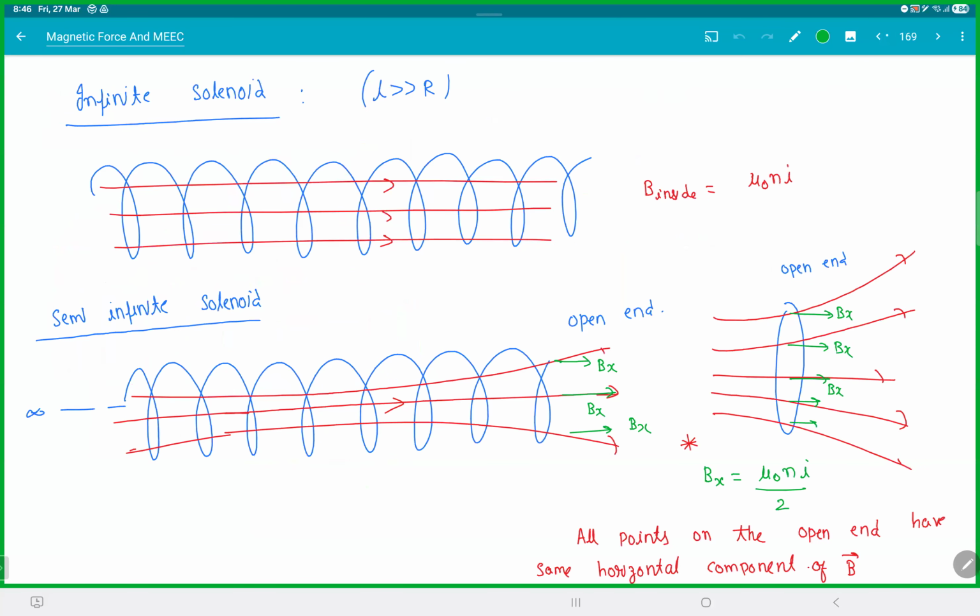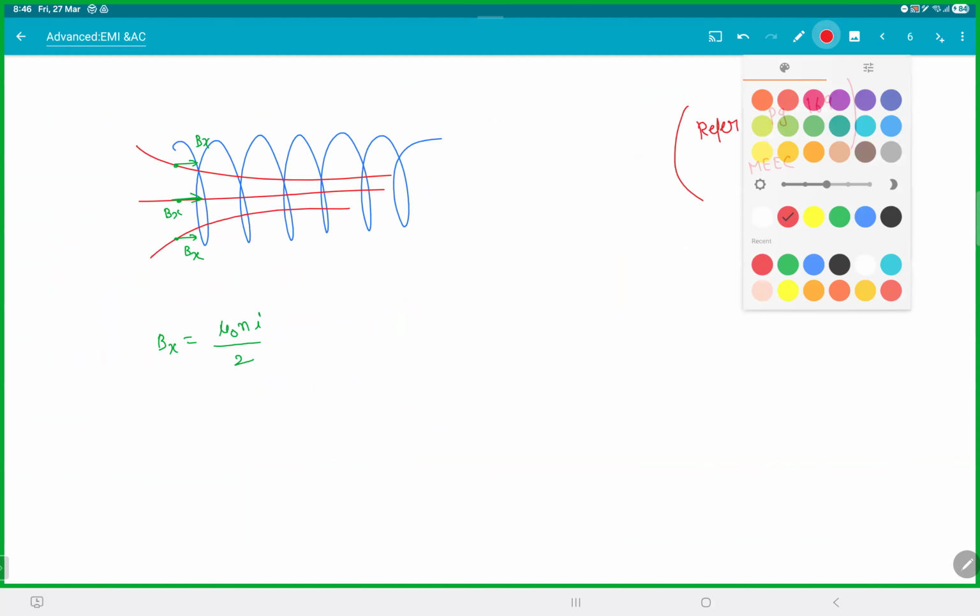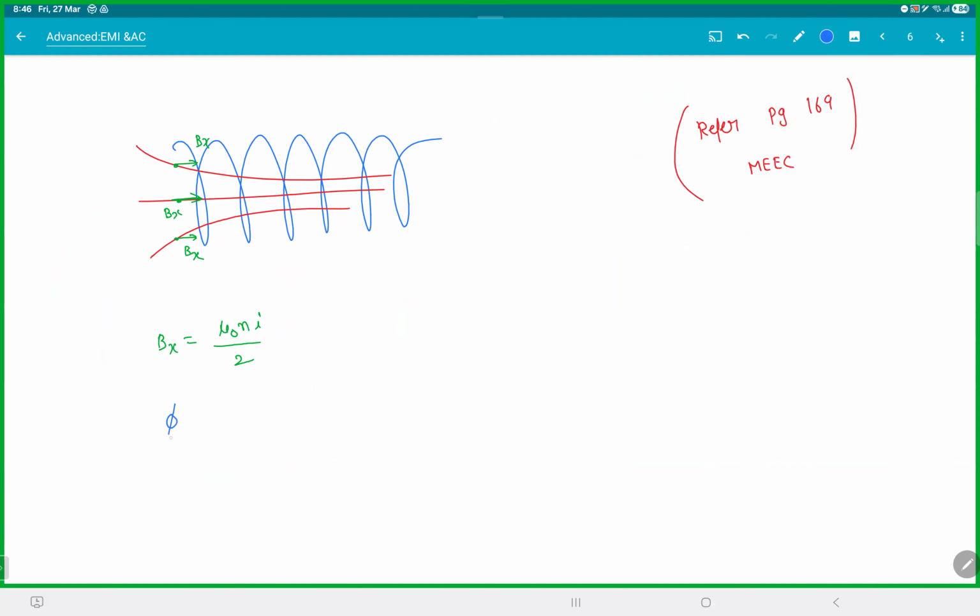This was the concept, page 169, magnetism. The open end of a solenoid will have a field of mu naught Ni by 2. So then what is the flux entering? The flux entering will be B into the perpendicular area, so B x into pi r square.